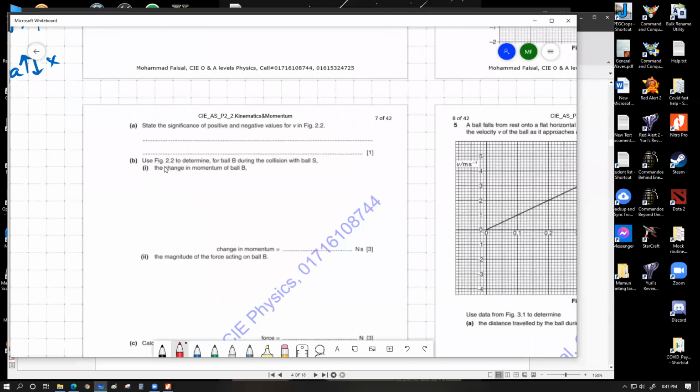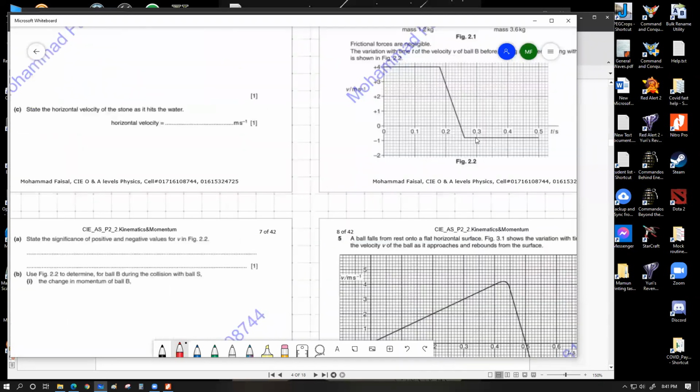B number says use figure 2.2 to determine for the ball B during the collision the change in momentum of the ball B. So changing momentum once again here, the final velocity was negative, the initial velocity was positive. So ultimately the mathematical operation should be addition. In the mark scheme it shows plus, because these two numbers 0.8 and 4.0, by some mathematical calculation they should be added. You can either write 4.0 plus 0.8, acceptable, or you have to write minus 0.8 minus 4.0, which also gives you minus 4.8, also acceptable.